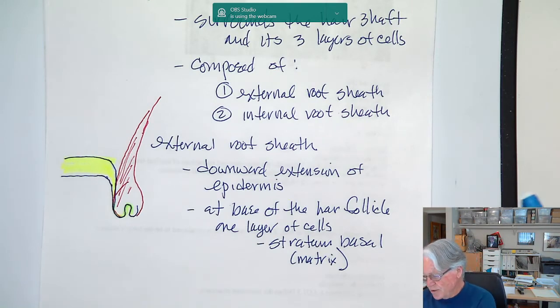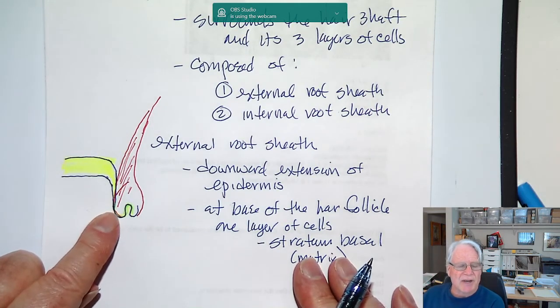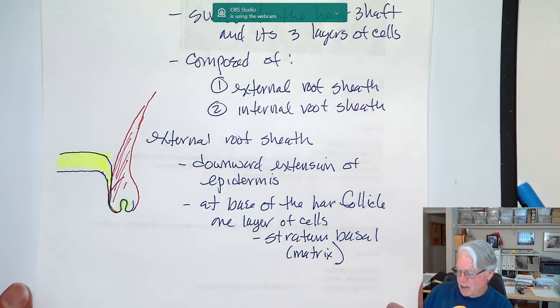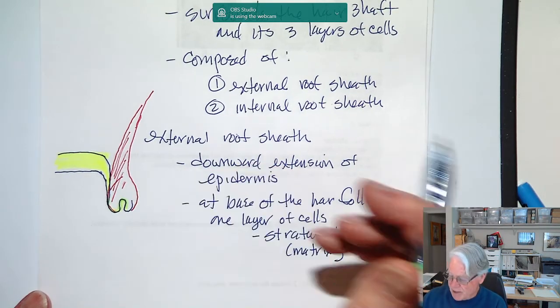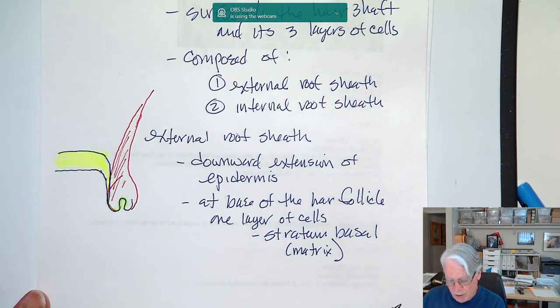And that's about the best I'm going to do to kind of visualize that for you. So it's just going to get thinner and thinner and thinner as it moves down closer to the base of the hair, until finally the only layer that's left is the stratum basale, and all the other layers have disappeared. And so that's basically how this external root sheath works.